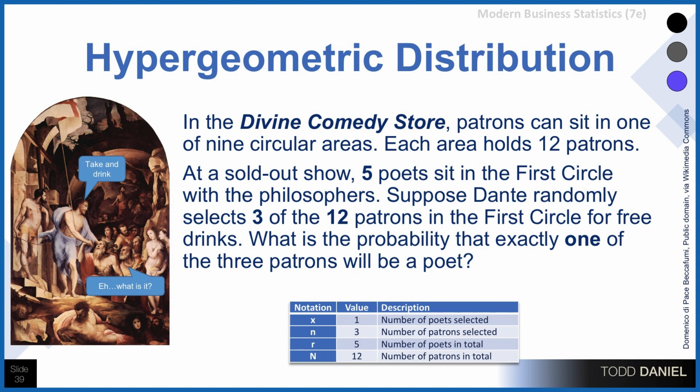So here's this example. In the Divine Comedy store, patrons can sit in one of 9 circular areas. Each area holds 12 patrons. At a sold-out show, in other words, all of the circles have been filled, 5 poets sit in the first circle with the philosophers. Suppose Dante randomly selects 3 of the 12 patrons in the first circle for free drinks. What is the probability that exactly one of those 3 patrons will be a poet?